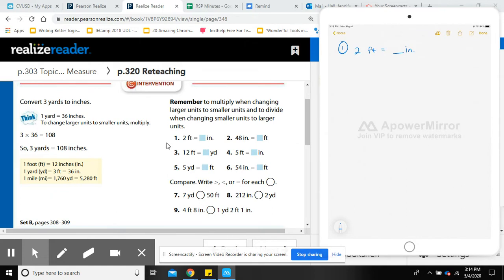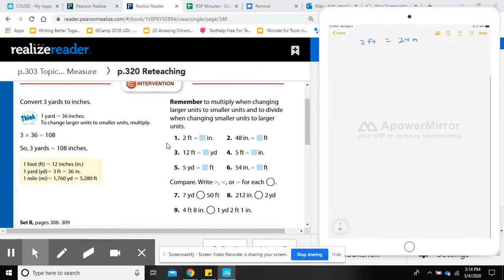Okay. So I like to think about it like this. Well, I know that 1 foot is equal to 12 inches. So therefore, if we're working with 2 feet, I would need to multiply this by 2 and then multiply this by 2. And that will give me 24 inches. So 2 feet is equal to 24 inches.